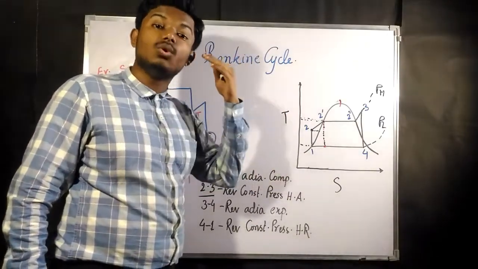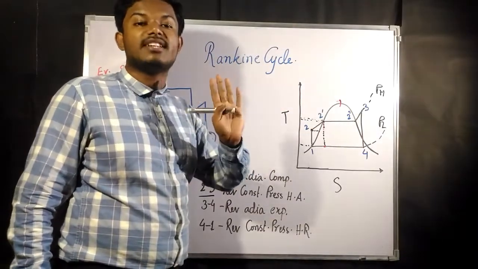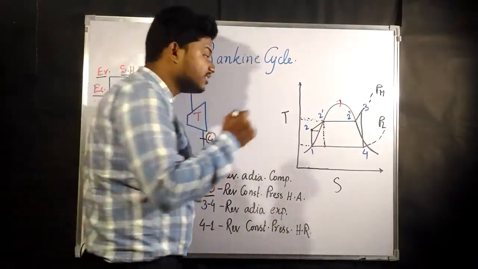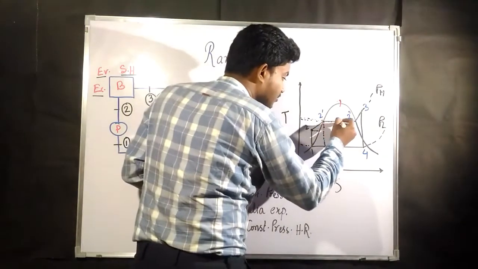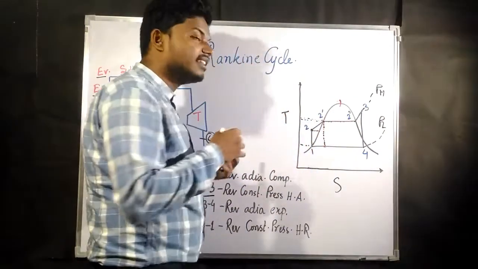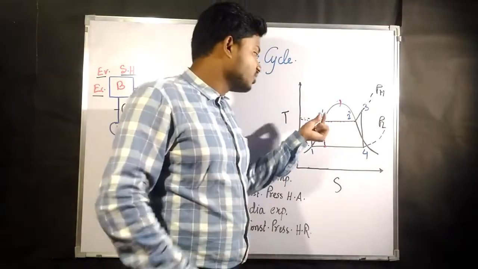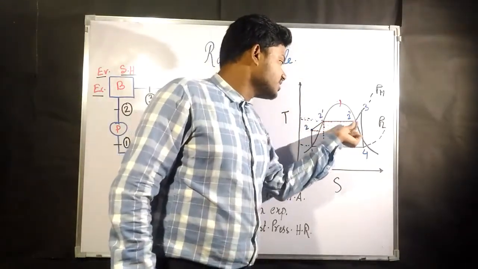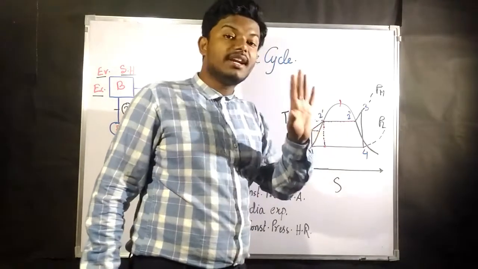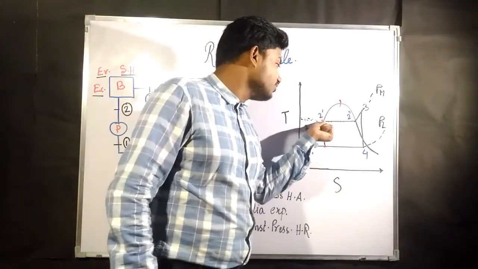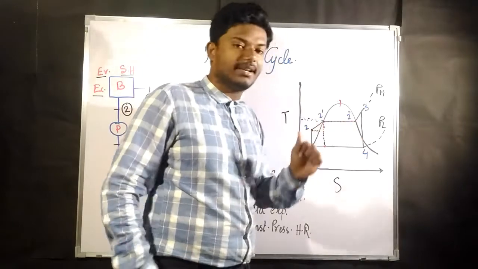Until and unless the whole liquid evaporates, the temperature is not going to change. This is the reason that in the TS diagram, the constant pressure line inside the vapor dome is always our constant pressure process, and it is going to be a straight line. So what does the evaporator do? The evaporator takes the liquid from point 2 dash to 2 double dash.